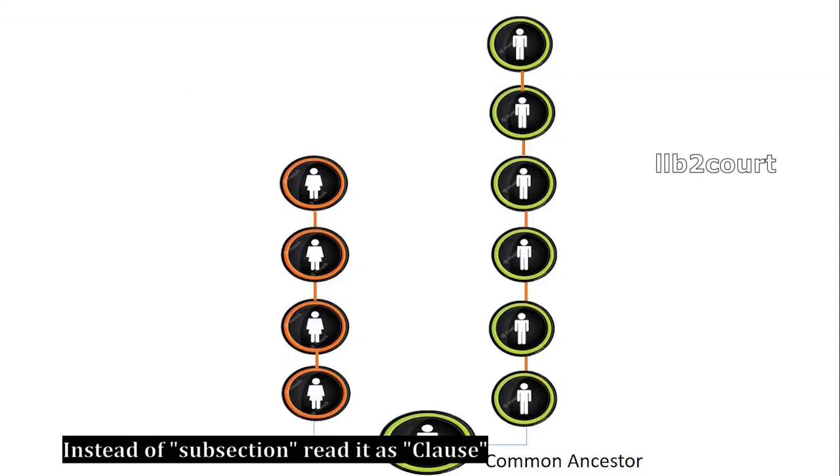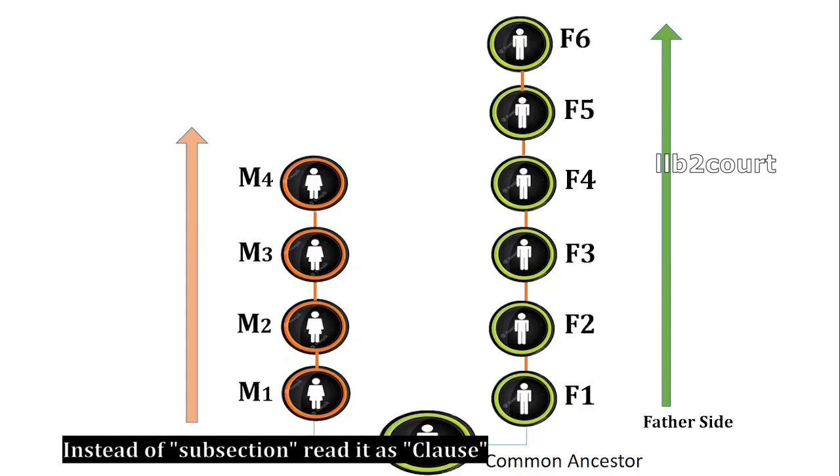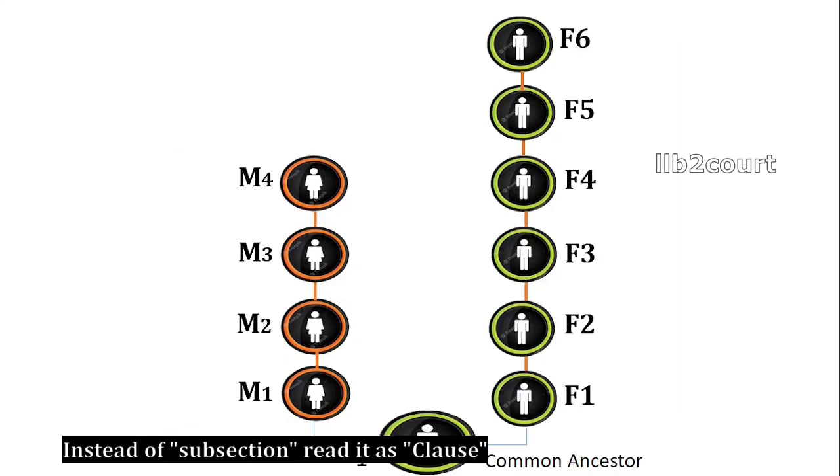When two persons are Sapindas, there should be a common ancestor as shown in this diagram. On the mother side, let's say M1, M2, M3, M4 are the lineal descendants of the common ancestor, and on the father side, let's say F1, F2, F3, F4, F5 and F6. When we calculate the degrees, we have to include the common ancestor as well. So the common ancestor constitutes the first degree. M1 is the second degree, M2 third degree, M3 fourth degree and M4 fifth degree.